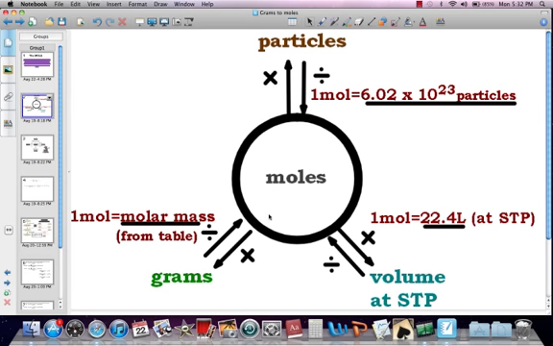Okay? If you're going grams to moles, moles to grams, you're going to multiply or divide by its molar mass. And of course, you get that from the periodic table. If you're going moles to liters, liters to moles, you're going to multiply or divide by 22.4 liters. That's, of course, at standard temperature and pressure. And if you're going moles to particles or atoms, molecules, what have you, particles to moles, you're going to multiply or divide by Avogadro's number.